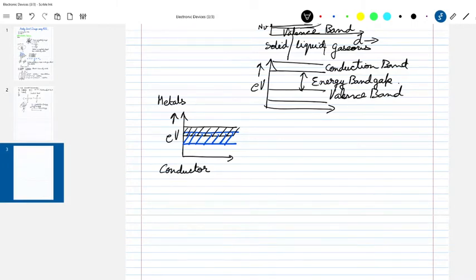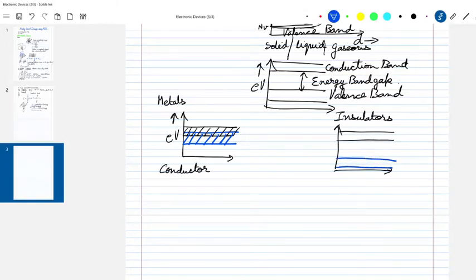Now in case of insulators, on the other hand, the same energy band diagram looks like this: you are going to have a distinct valence band and conduction band, separated by an energy band gap. This y-axis is energy in electron volts. So how do you convert energy in electron volts to joules? By multiplying it with 1.602 into 10 raised to minus 19. So keep that in mind.